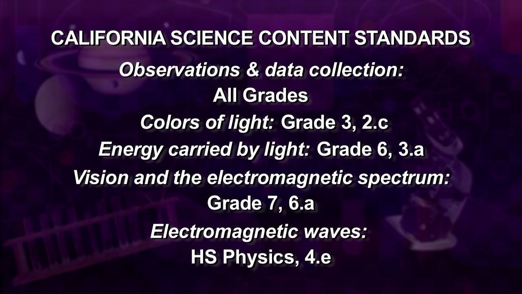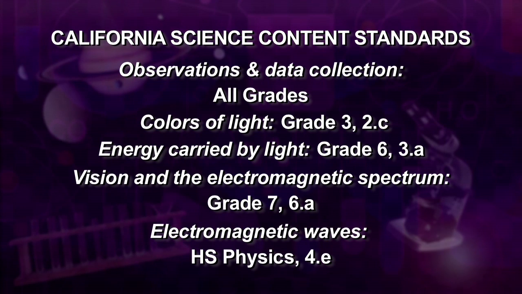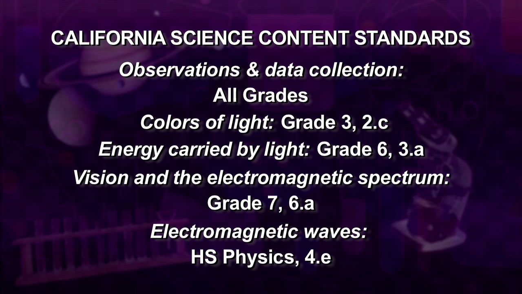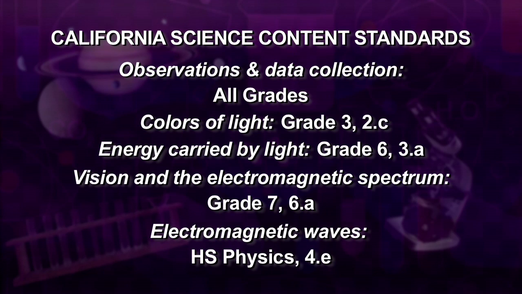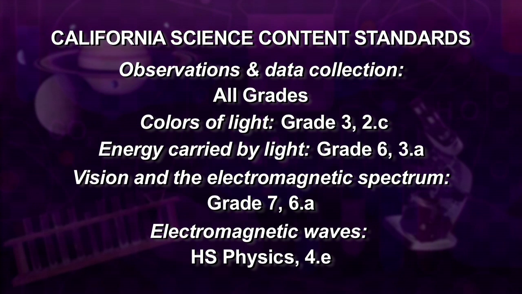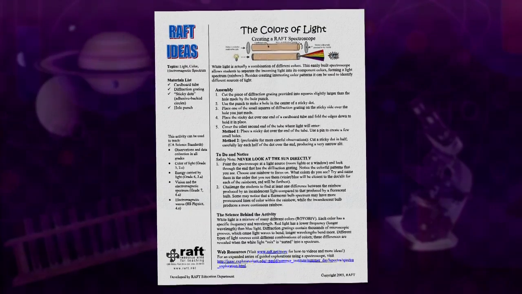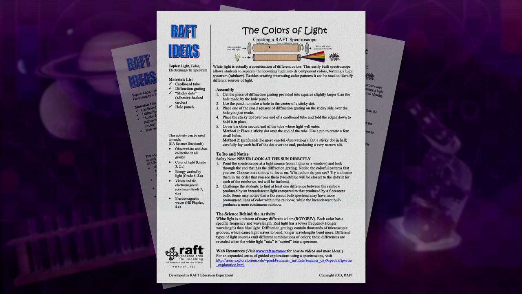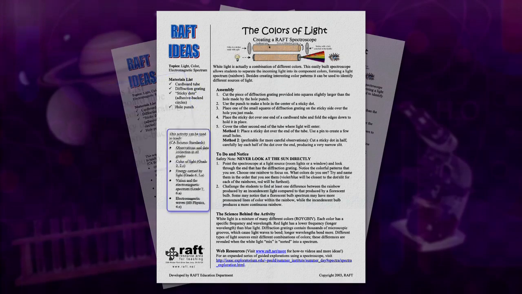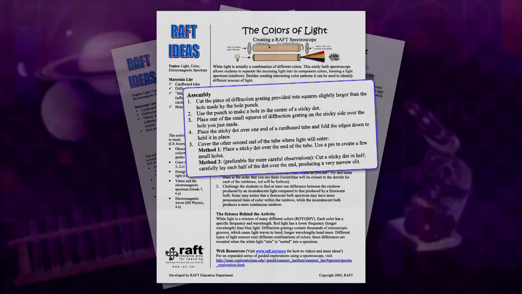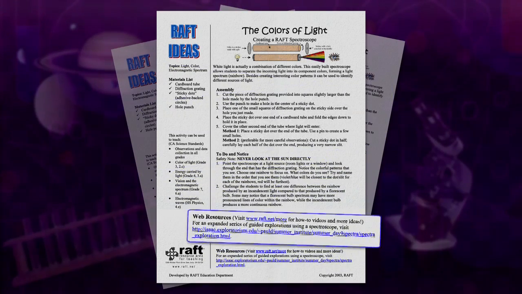RAFT idea sheets reference various content and grade level standards and are all aligned to address California content standards ranging from grades pre-K through 12. Standards in your state may vary, but RAFT lessons are easily adaptable and often applicable to additional subject areas and grade levels. If you've downloaded the RAFT idea sheet online, you'll find your sheet includes the following sections to guide you through the activity: topics, materials list, this activity can be used to teach, assembly, to do and notice, the science behind the activity, and web resources.